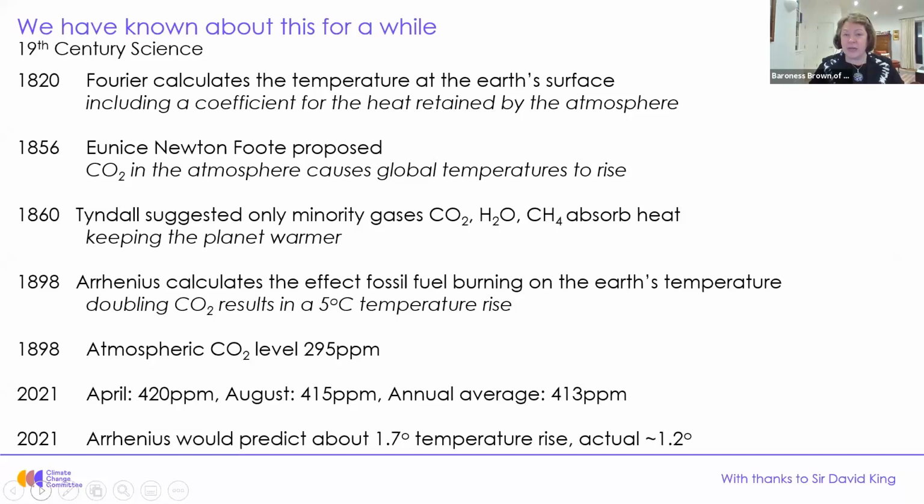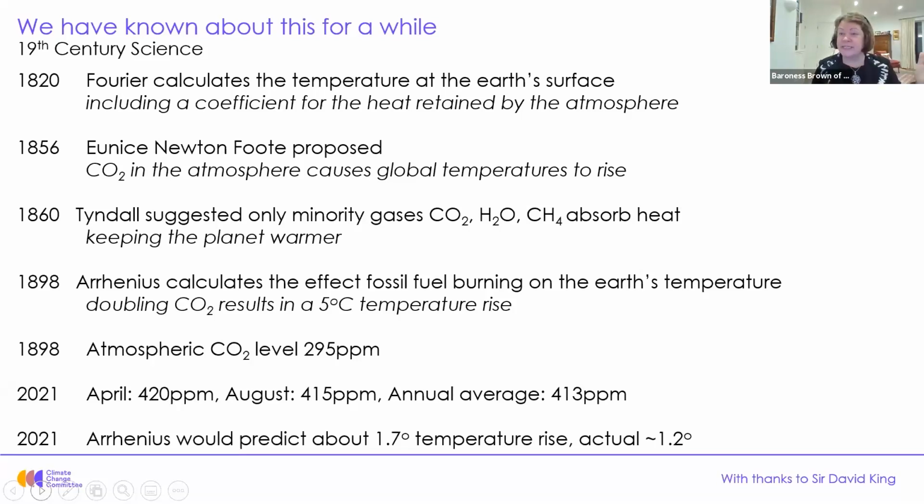Back in 1820, Fourier realized that in order to understand the temperature at the Earth's surface, you had to believe that the atmosphere retained heat, that the atmosphere behaved as a blanket, keeping the Earth warm. And he had to put a coefficient in. He didn't understand it, but he had to put a coefficient in to account for the heat that was retained by the Earth's atmosphere.